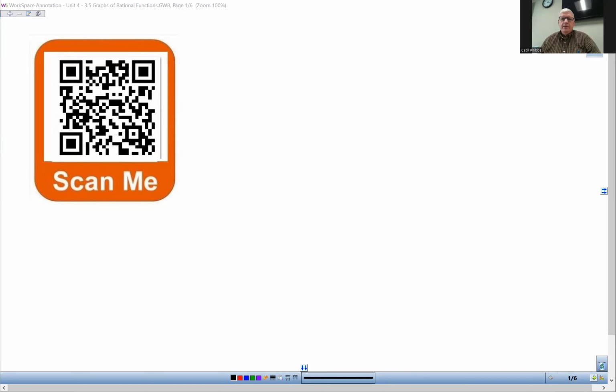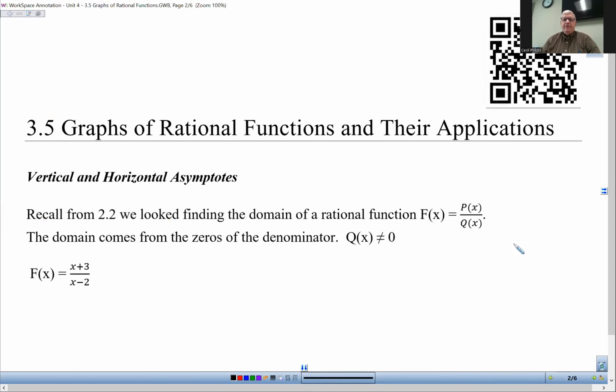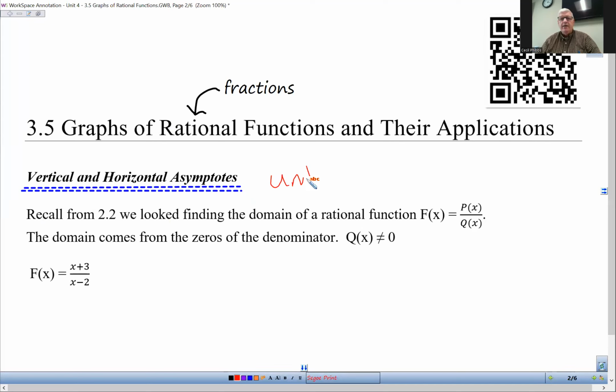Today we're looking at section 3.5, and 3.5 deals with graphs of rational functions. Now, rational, just as a very quick reminder, rational means we are dealing with fractions. So all of these will be in fraction form. And we're looking at two things about the graph. We're looking at the vertical and the horizontal asymptotes. Now, asymptote is a pretty fancy math word. Simply put, all it means is the undefined values on the graph.